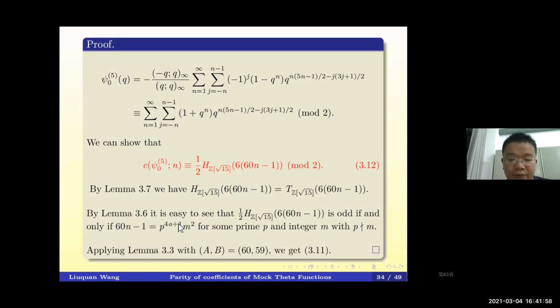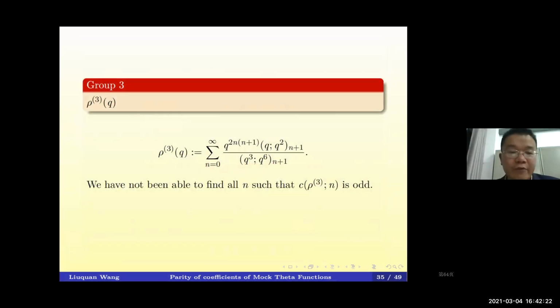And the second part of the theorem just follows from the general estimation by setting A equals 60 and B equals 59. So this is a complete proof for this theorem. And all other functions in group 2 follow in a similar way. Now let's deal with the third group. In this group, we only have one function, that is rho of Q.